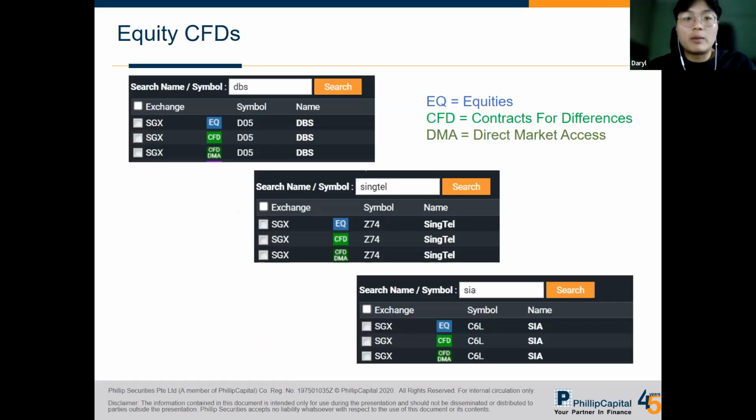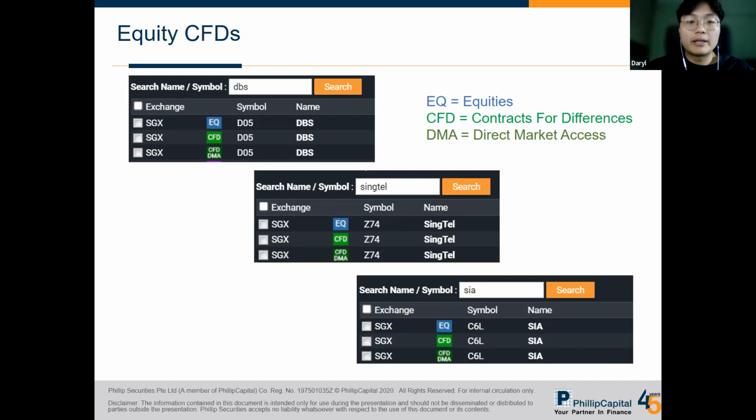If you have used our platform before, when you search a counter like DBS, Singtel, SIA, you'll probably have seen this. The blue one is meant for equity, which is EQ, which is your stocks. The green one is named CFD, which is a derivative of the stock. However, the darker green, which is CFD DMA, do note that DMA is only for some Singapore counters.